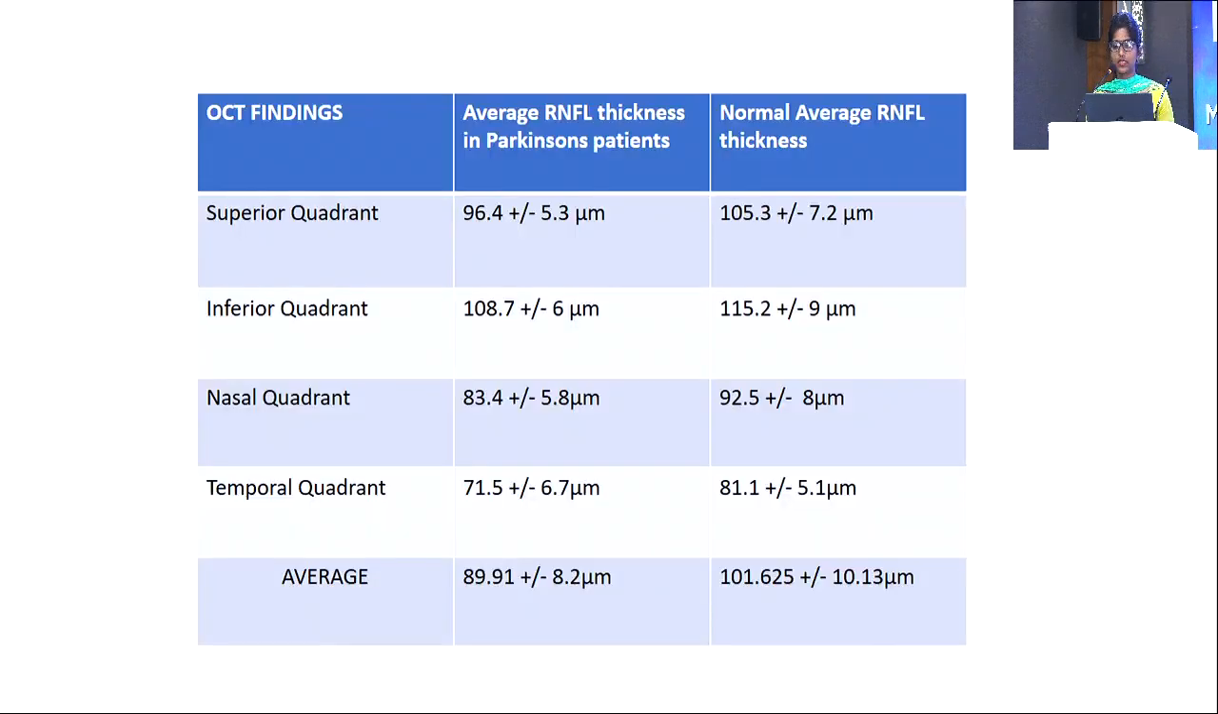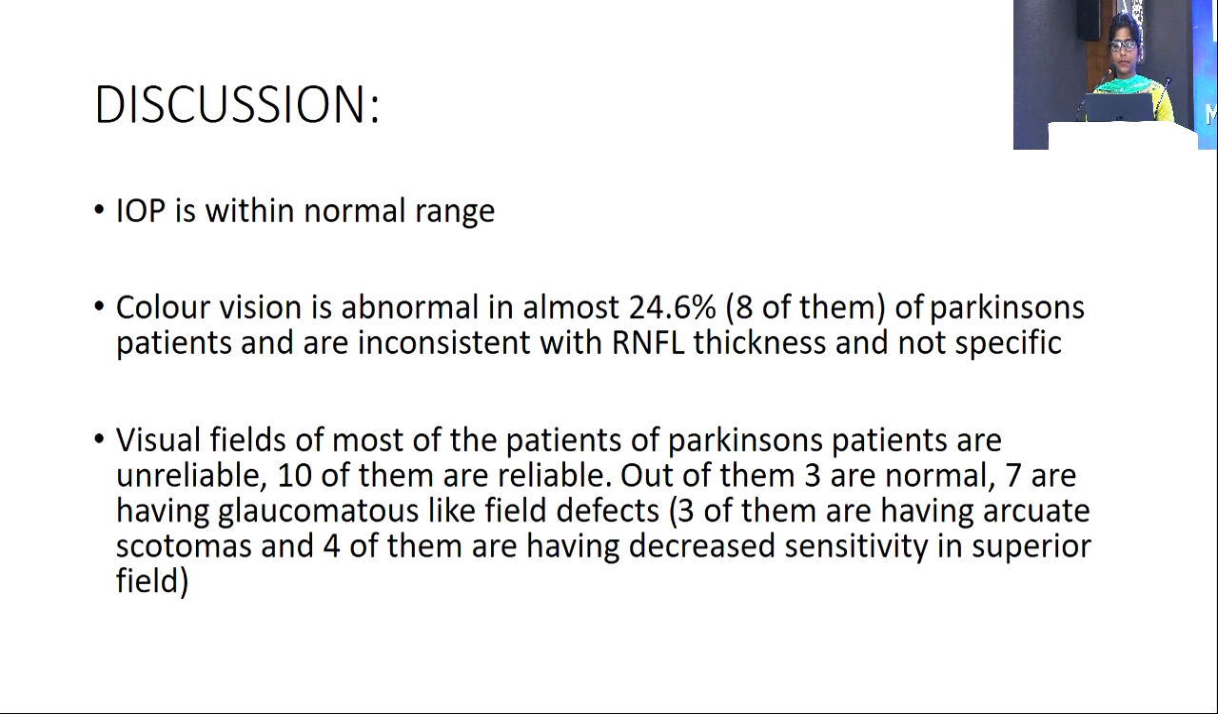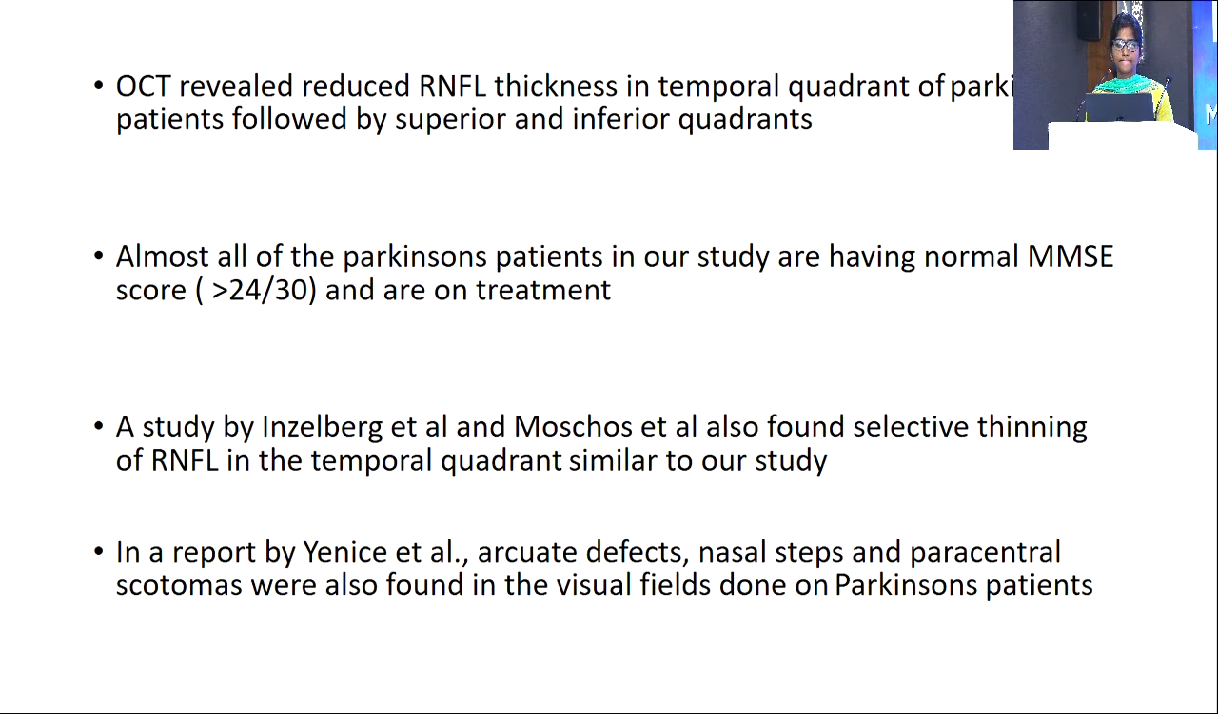Coming to RNFL thickness, average RNFL thickness in Parkinson's is 89.91 plus or minus 8.2 microns, significantly thin compared to normal. Here is the comparison of RNFL thickness in normal versus Parkinson's. IOP and slit lamp examination are within normal range. Color vision is abnormal in almost 25% and is inconsistent with RNFL thickness. OCT shows reduced RNFL thickness in the temporal quadrant in Parkinson's, followed by superior and inferior quadrants. Almost all the patients in our study have a normal Mini-Mental State Examination, so there is no cognitive decline.